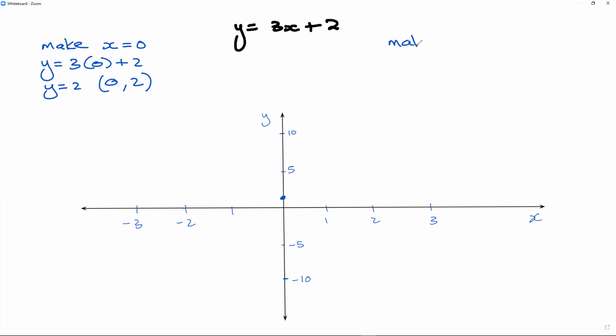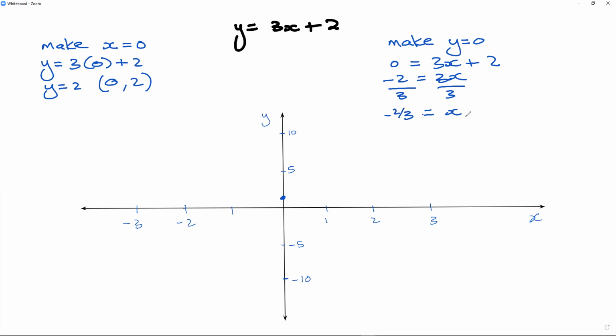Then make y equal 0. So let's make the y value equal to 0, and let's find x. If I move the 2 over, I get -2, and if I divide by 3 on both sides, I get x equals -2/3, which is -0.67 to be precise. It's 2/3 of the way. I could also say -2/3.